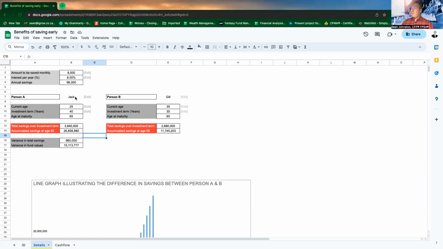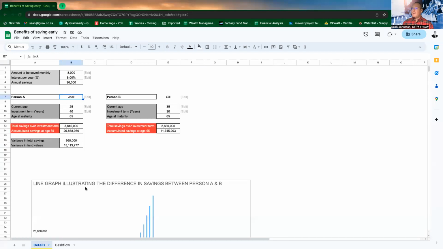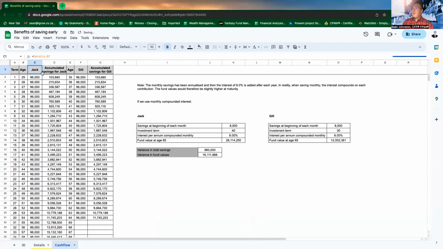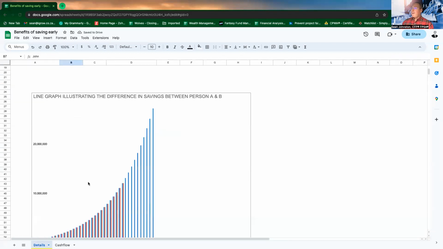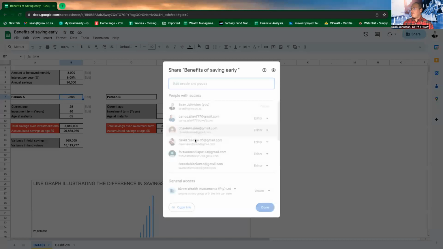So this is an example of Jack and Jill. You can edit the names over here, and the names will then pull through into the different sections. So if you wanted to make this John as an example, then John will then pull through over here. Just give it a second, and it'll then update. The nice thing about Google Sheets is that it is live. So if you make any changes and you want to share this with someone, you can do so. You can share the sheets.